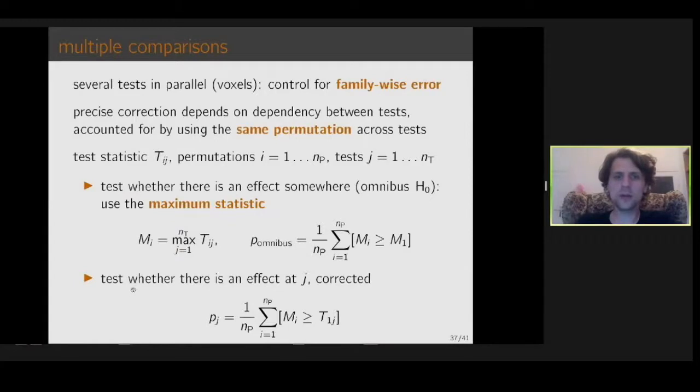If, in contrast to that, you want to test whether there's an effect in voxel j, and this test should be corrected for multiple comparisons, then the p-value for voxel j would be given as the rank of the test statistic calculated from the non-permuted data in this voxel within the set of all maximum statistics, again divided by the number of total permutations.